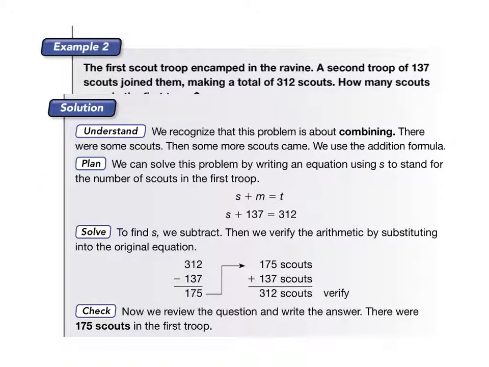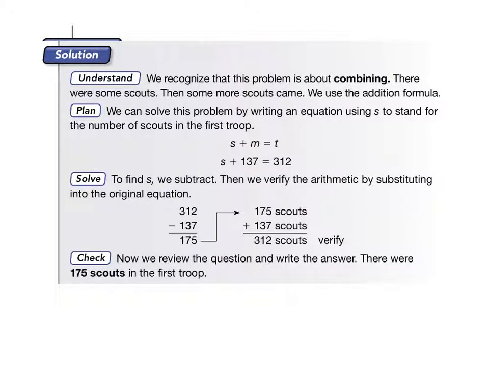All right, we recognize this problem is about combining. So there were some scouts, and then there were some more scouts that came. So we're going to use the addition formula. So that's part of understand. So write down understand, and then this stuff. All right, then plan is we can solve it by writing an equation. So our equation, again, is sum plus more equals the total. So we don't know what the beginning amount was, the first troop, but we know that we added 137 and there was 312 altogether. So to solve it, we are going to subtract 312 minus 137, and then we'll find that the first troop had 175 people in it.